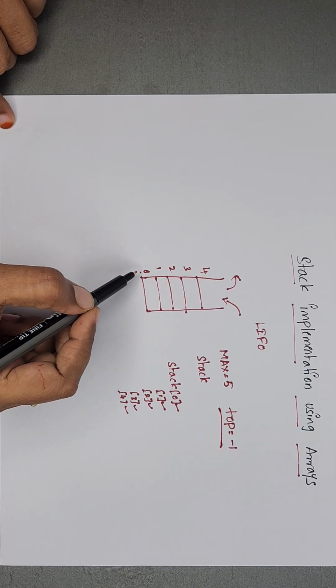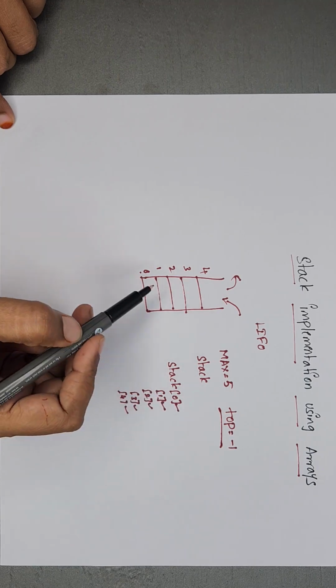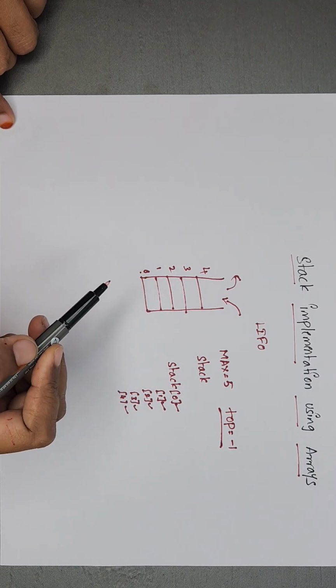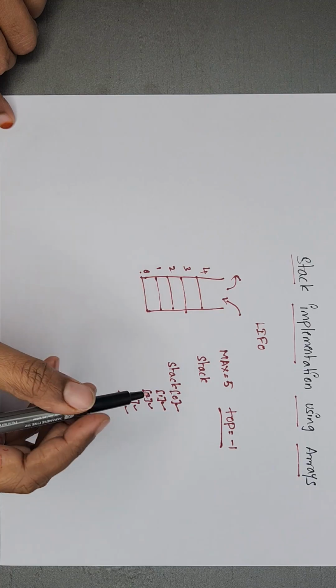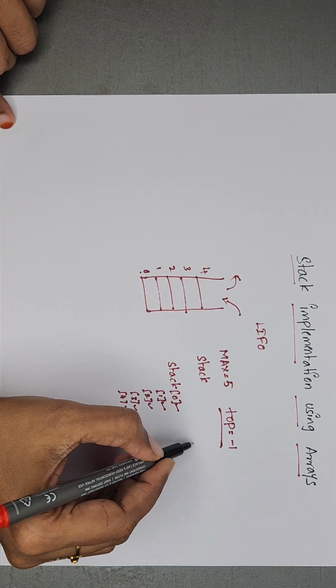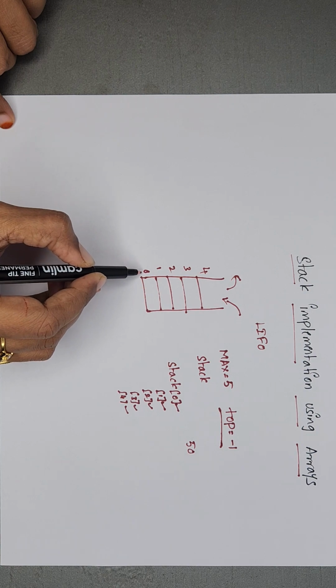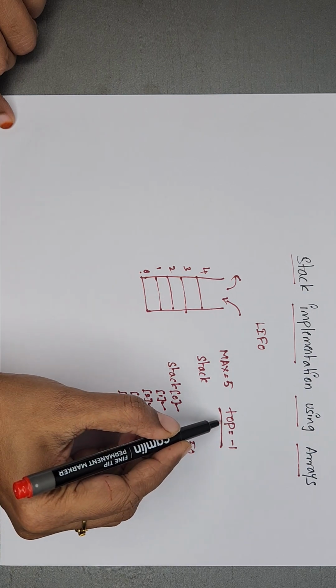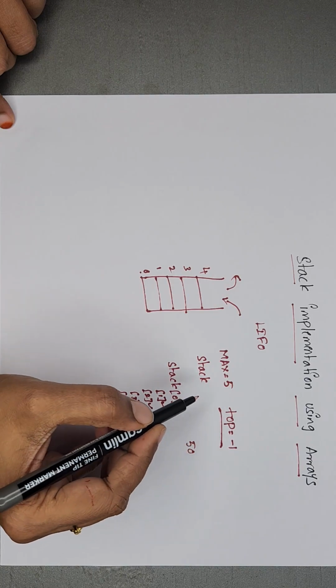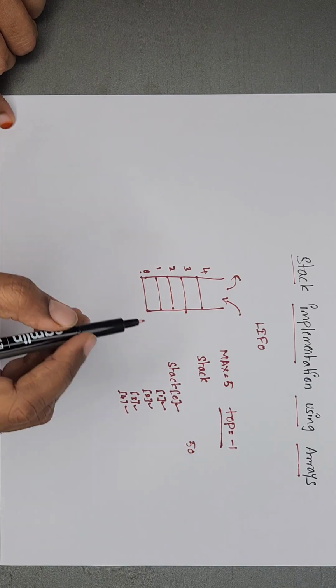If at all we want to insert the element, always increment this index value and in that location we have to insert the element. Fine. First I am going to insert the element 50. Where we have to insert? In 0th location we have to insert. Index we have assigned to top. So always increment top value by 1, in that location we have to insert.